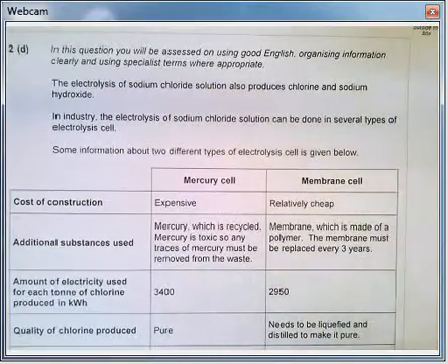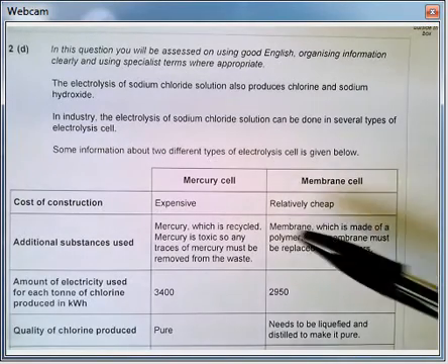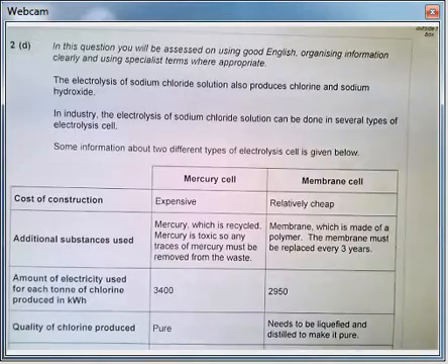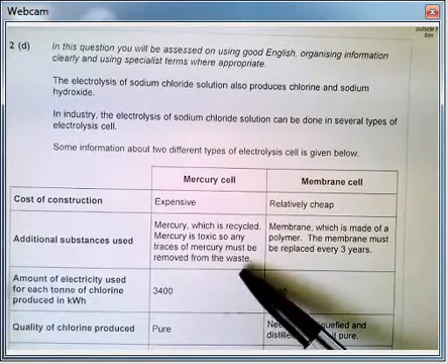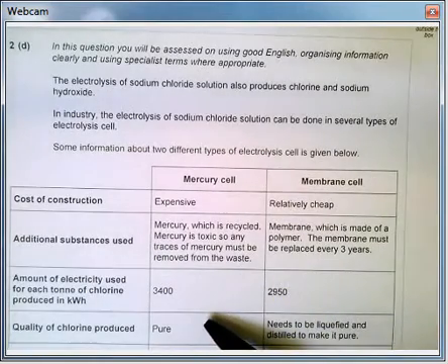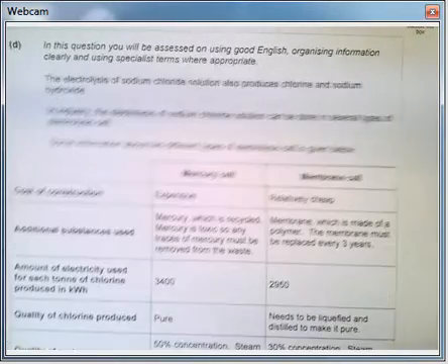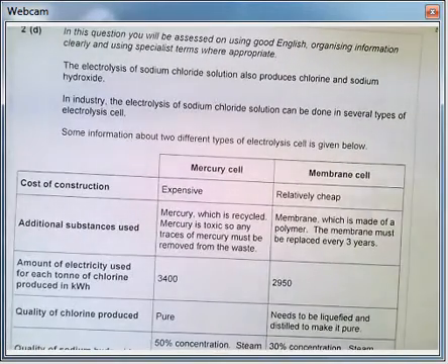So right, this is talking about the electrolysis of sodium chloride solution and the fact that it produces chlorine and sodium hydroxide. In industry, the electrolysis of sodium chloride solution can be done in several types of electrolysis cell. Some information about 2 of the types of cells is given below. So we've got stuff about mercury cell and we've got stuff about a membrane cell. We've got some stuff about cost and additional substances. We've got some information about the amount of electricity produced. Talked about chlorine that's being produced and also the quality of sodium hydroxide produced as well.